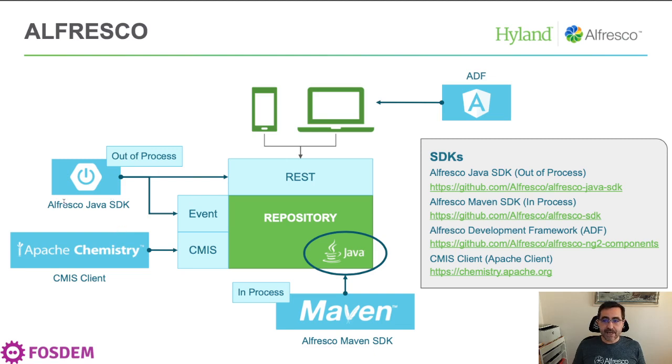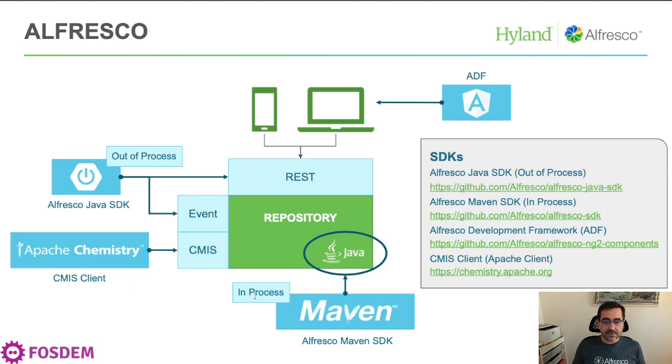Since the Alfresco Java SDK makes it easier to use the REST API and events, any other software can be used for the integration. When using the CMIS standard, Apache Chemistry clients, available in many different programming languages, can be used.